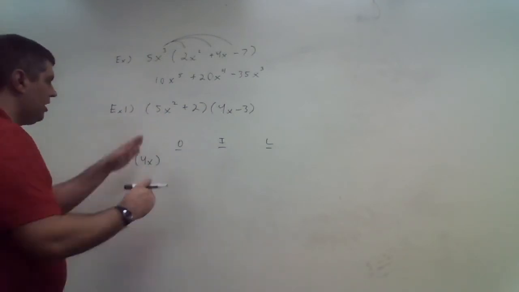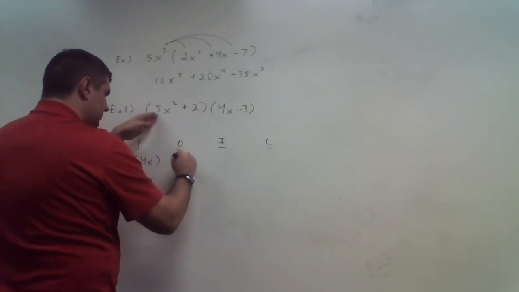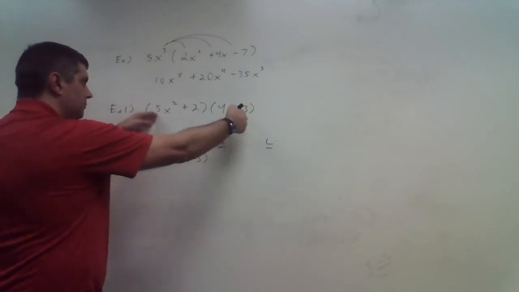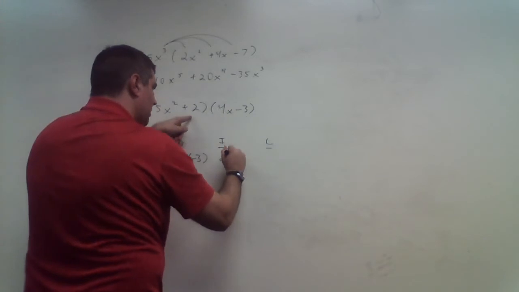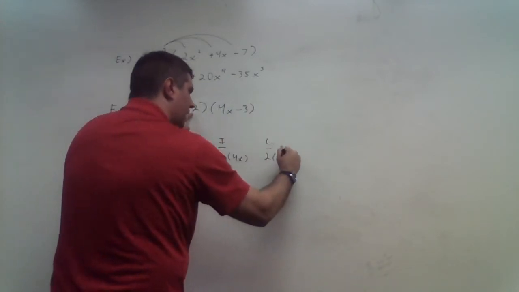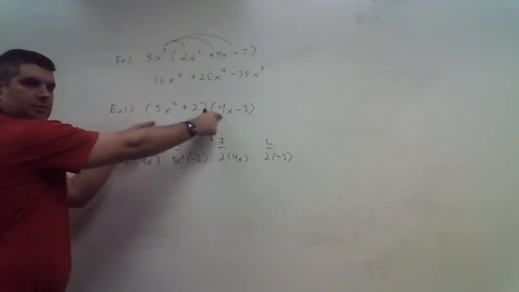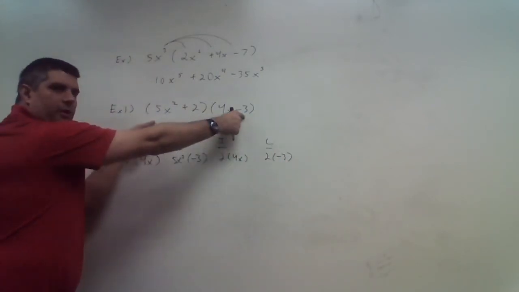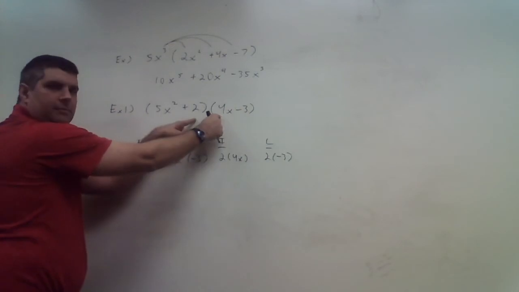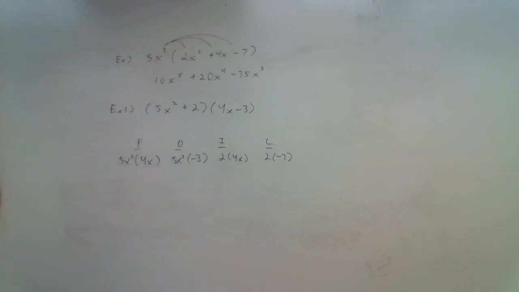Okay? So the first terms here are 5x squared and 4x. The outer terms are 5x squared and minus 3. The inner terms are 2 times 4x, and the last terms are 2 times minus 3. Okay, so first, outer, inner, and last. And then we're going to do these 4 multiplications and combine as applicable.